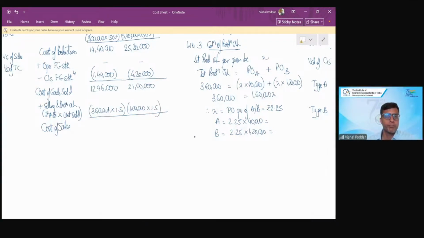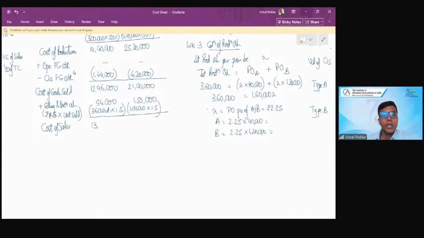Correct, na? Apurva has given me some answer. So 36, and half of 36 is 18. Okay, Apurva has given me this amount. Fine, Apurva. Great.